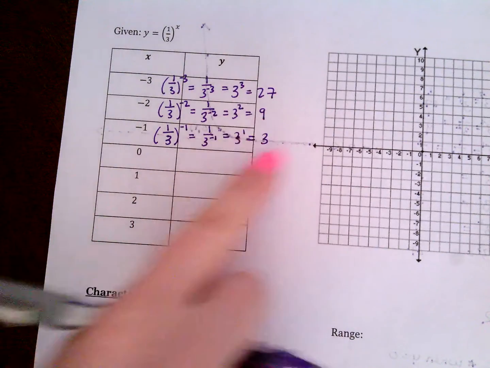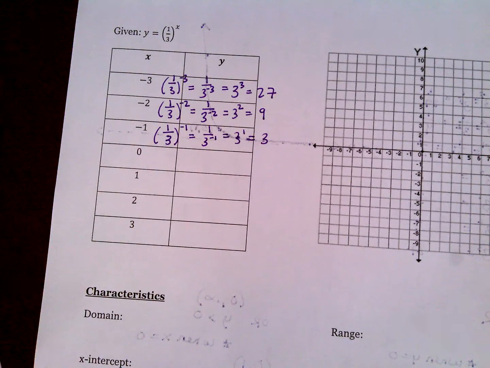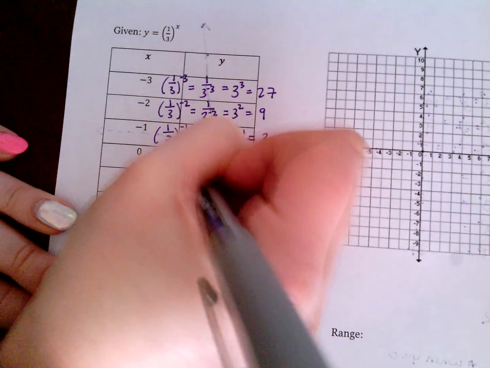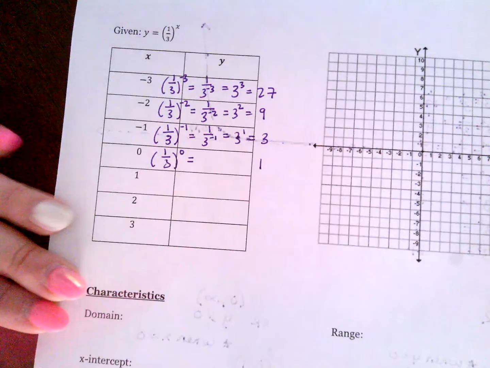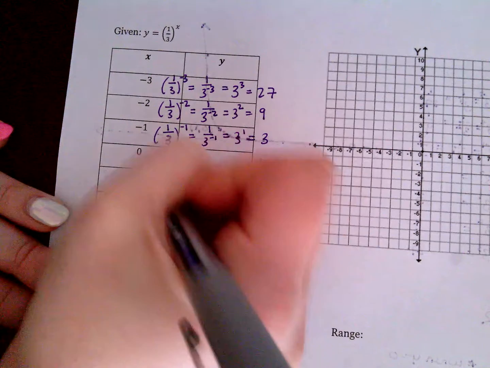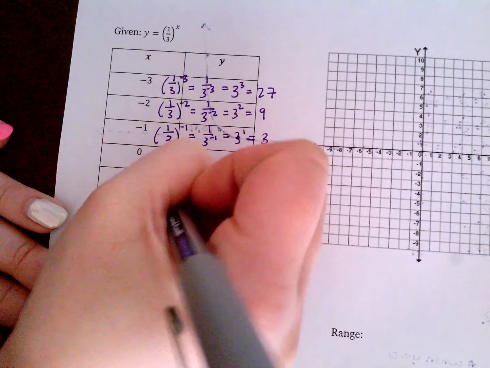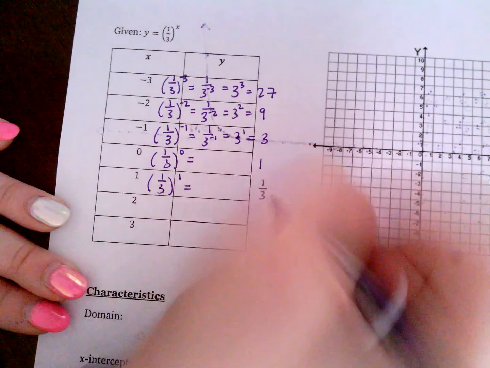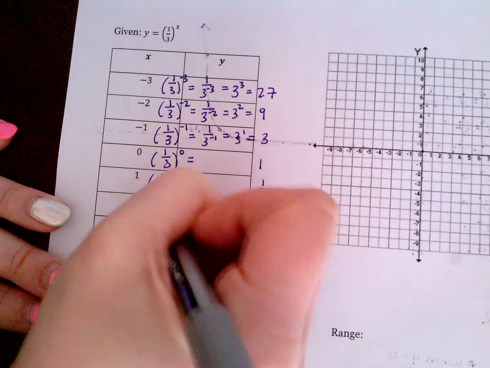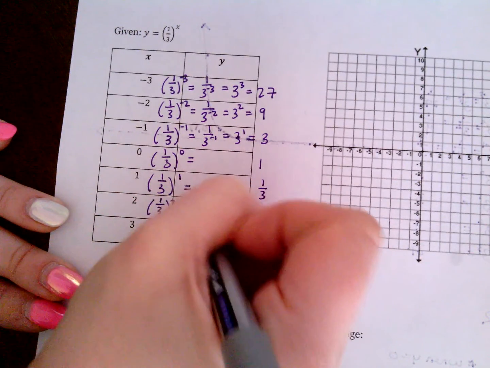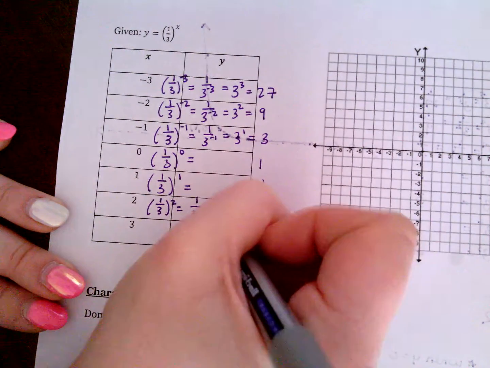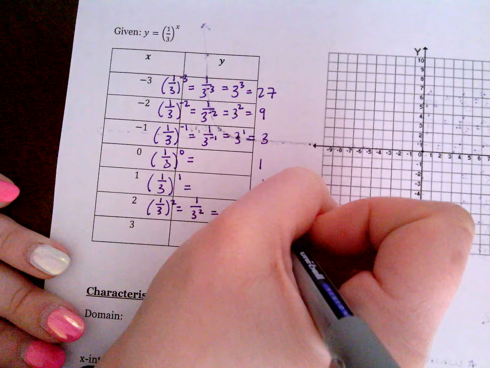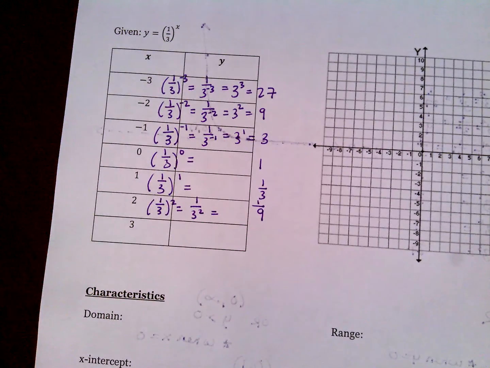What about 1/3 to the power of 0? Anything to the power of 0 is just 1. 1/3 to the power of 1. Anything to the power of 1 is just itself, 1/3. 1/3 squared, which is going to be 9. I'm sorry, 1/9. That's terrible. Oh, that's upsetting. 1/3 cubed, which will be 1/27.